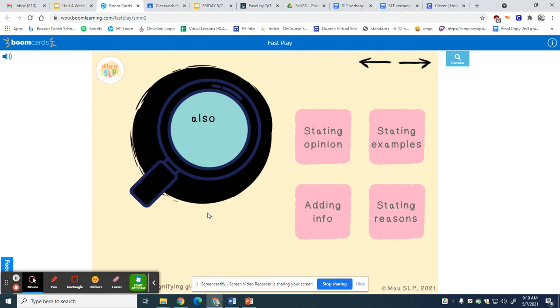All right, also. So when the author might use the phrase or word also, he or she would be stating an opinion, stating examples, adding info, or stating reasons. I would say that they would be adding information.